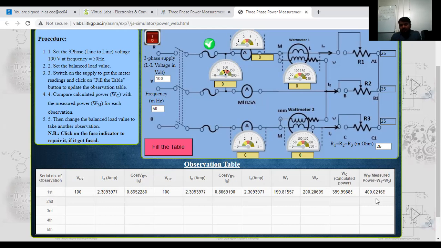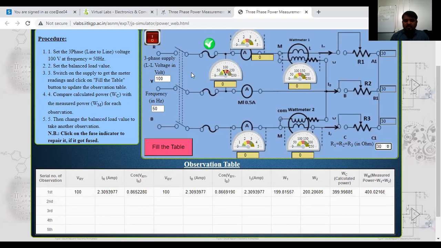Okay. So suppose how much have we set the load resistance here? How much load resistance have we set? 25. Yes. Instead of 25, I will increase the load to 30 here. Okay.